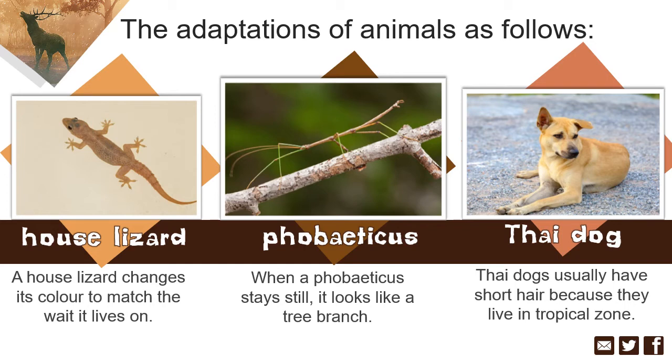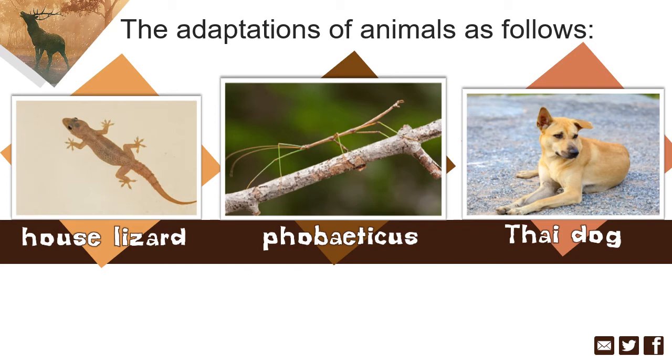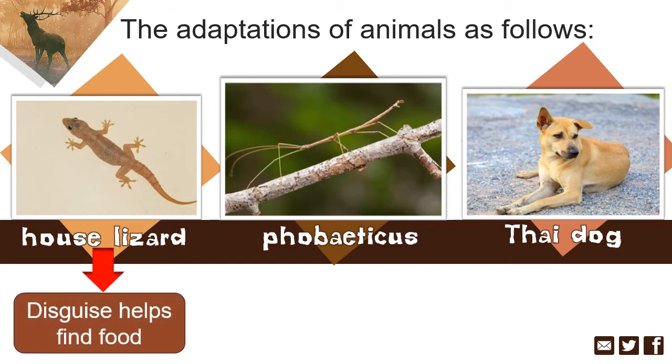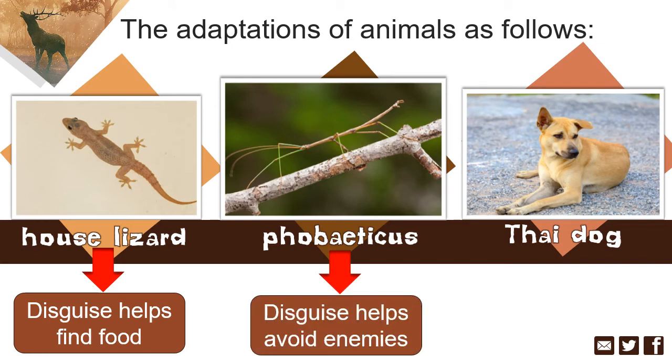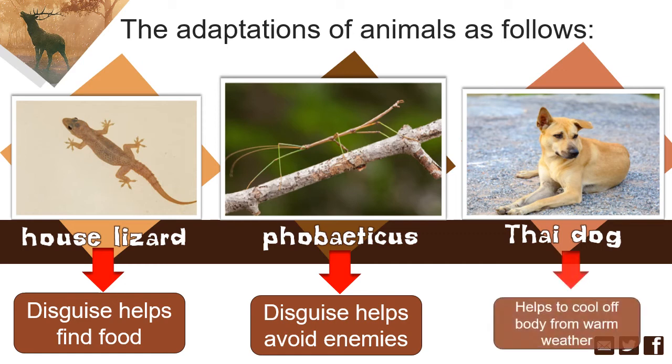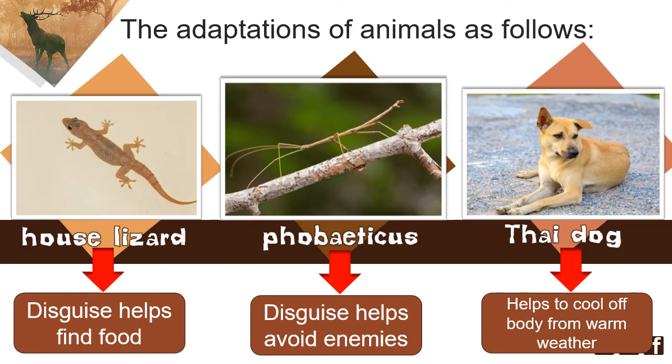These are the reasons why these animals adapt to their environment. First is the lizard. The lizard changes its color in order for them to catch food easily. Second is the Phobaticus, or the walking stick. It stays still to avoid enemies. And lastly, Thai dogs have short hair in order for them to adapt to the warm weather.